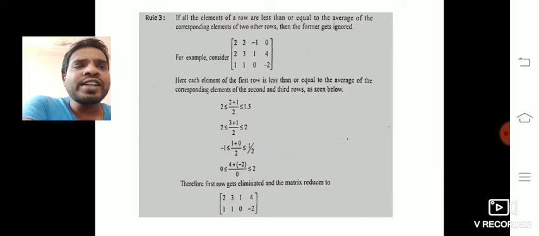The former gets ignored, meaning whichever row you compared, that lesser row we can delete. In this case we deleted the A1 row, so we write the A2 and A3 rows here. That is rule 3.